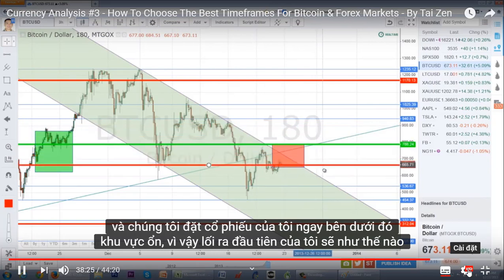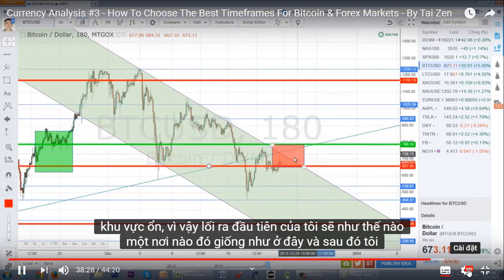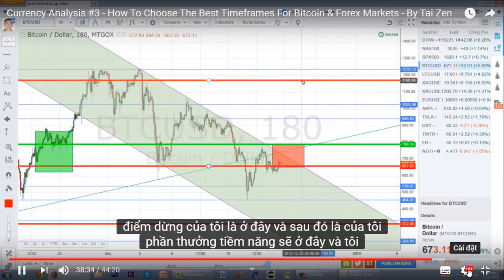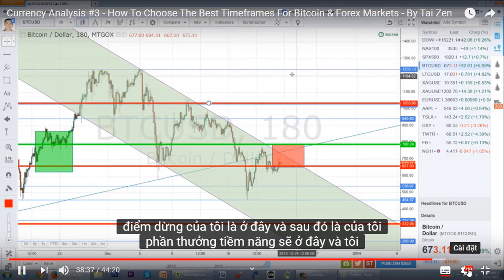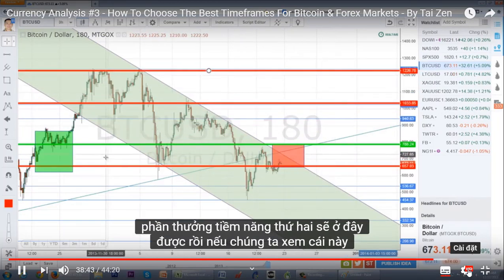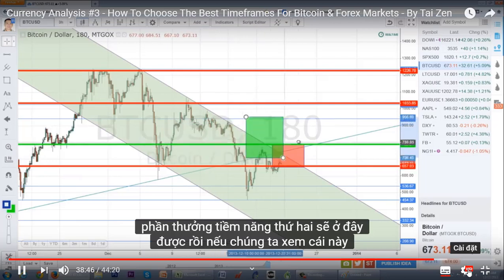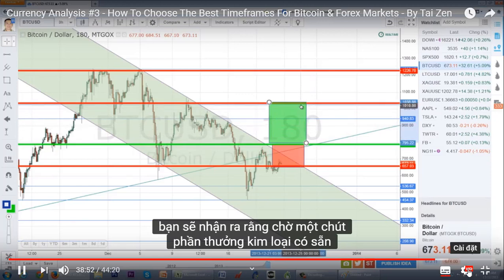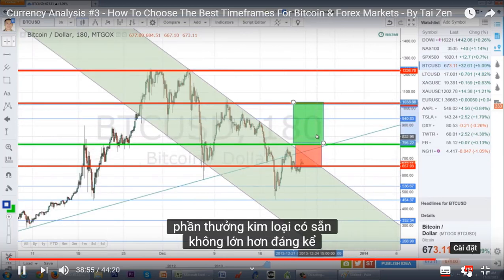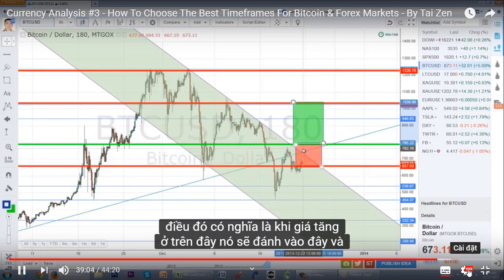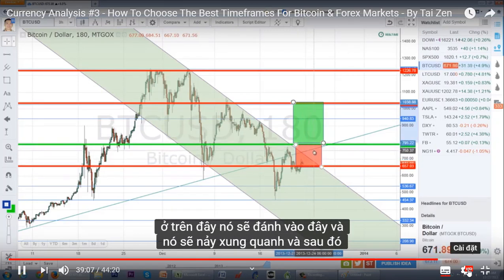So my first exit would be somewhere right here. And then I would enter where the green line is at, my stop loss is here, and then my potential reward will be here, and my second potential reward would be here, okay? Now, if we take a look at this, you'll notice that, hey, wait a minute, the amount of reward that's available is not that significantly greater than the risk that I'm taking here, okay? So when price comes up above here, it's going to hit here, bounce around, and then shoot back up.